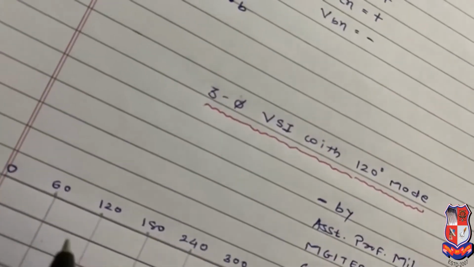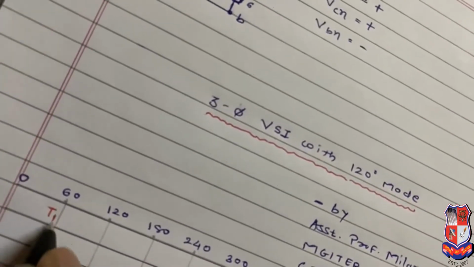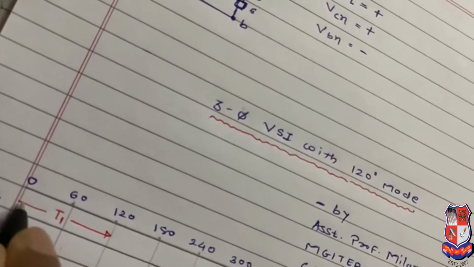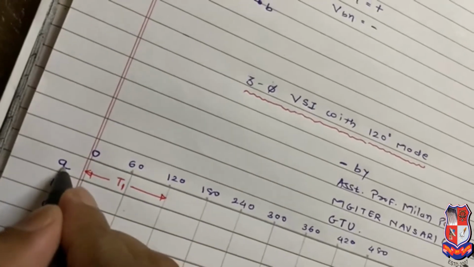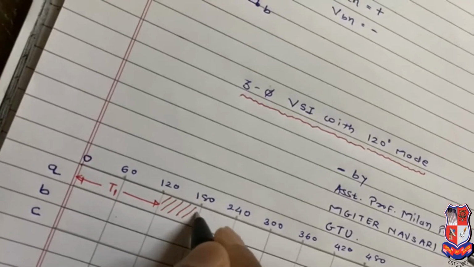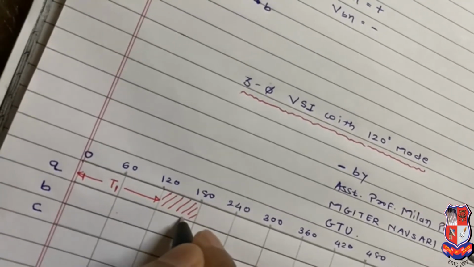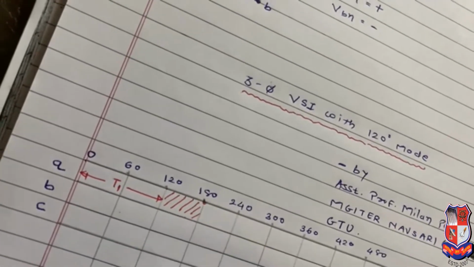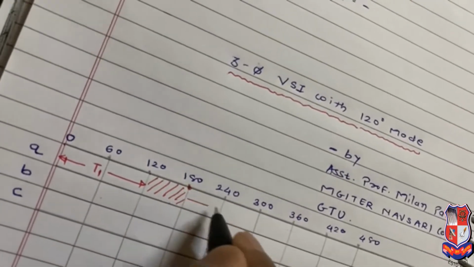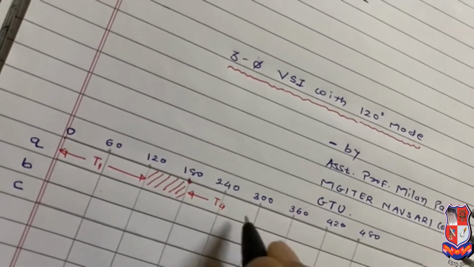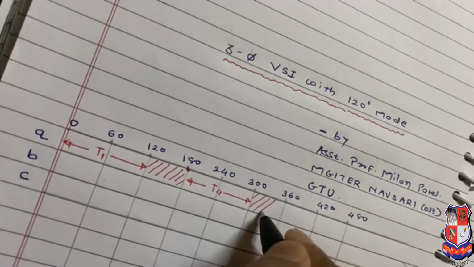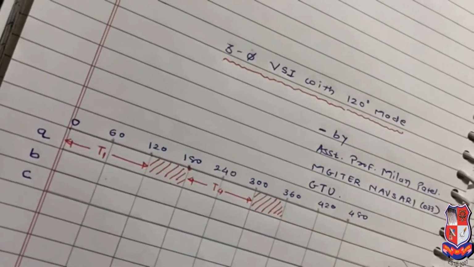So T1 is on for positive half cycle of A from 0 to 120. This is off time for T1. Now at 180 degree, the negative switch T4 will be on. T4 will be on, and again 300 to 360 will remain in off condition.